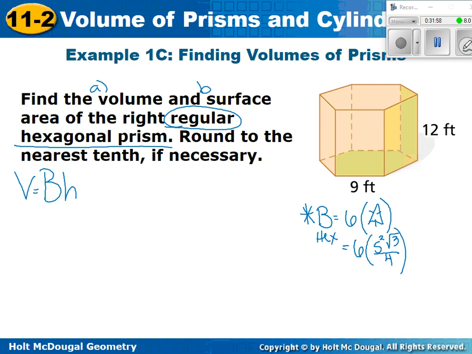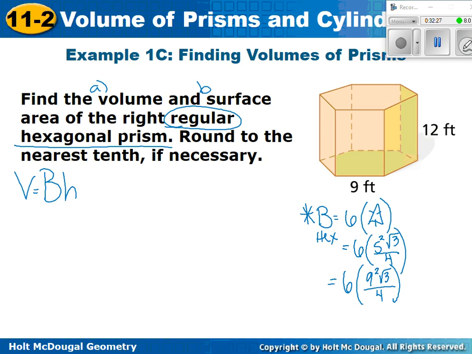Look at the base only. What is the side length of the hexagon? 9. So what's going to go in for S is 9. So I have 6 times 9 squared, square root of 3 over 4. Okay, we're going to wait to type in the square root because this is not our answer. Let's go ahead and simplify everything else right now.